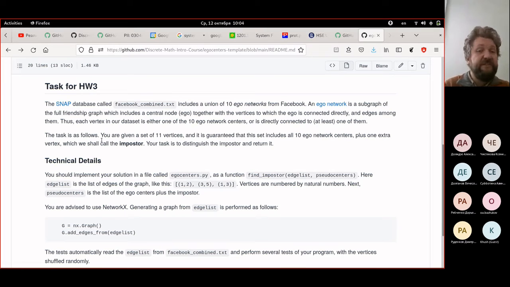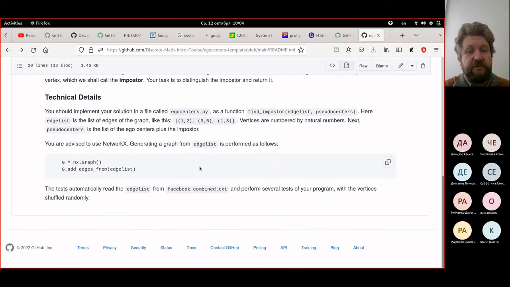You will be given a set of 11 vertices, and it is guaranteed that this set includes all 10 ego network centers, plus one extra vertex, which we'll call the imposter. Your task is to find out what the imposter is. You have to implement the function find_imposter. This list of pseudo centers is the list of ego centers plus the imposter. It's the edge list, which is obtained from the graph.